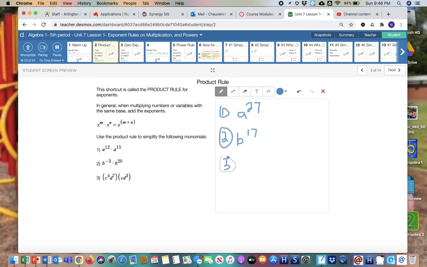All right, and then for number 3, we just need to do this for both C and D. And then we've got to be careful here. Remember for this C, if we don't see an exponent here, it's an implied 1. So this is really like 4 plus 1. So that's C to the 5th. And then D, 7, and D to the 3rd gives us D to the 10th. Remember, these are different variables, so you basically treat them like separate situations. Okay, so that's our first rule, the product rule. When you are asked to multiply with exponents, you actually add them.